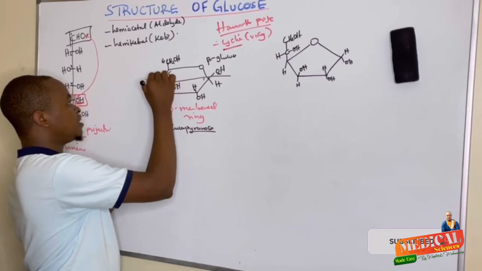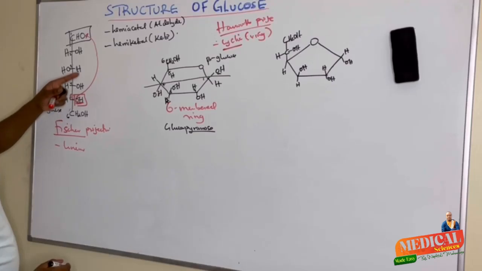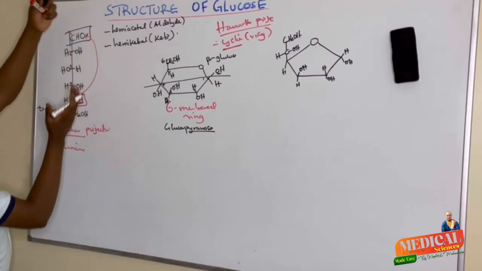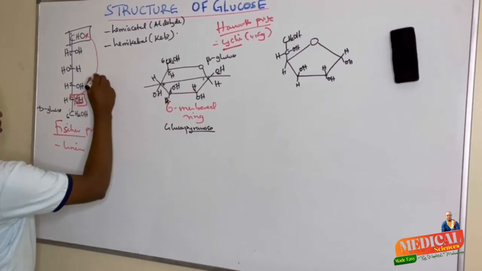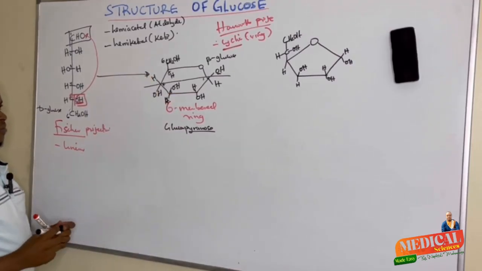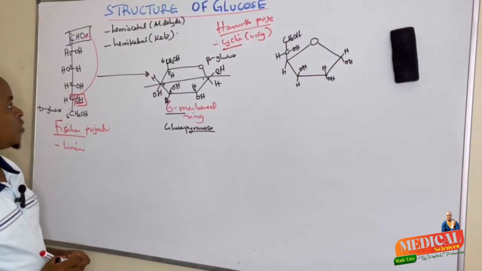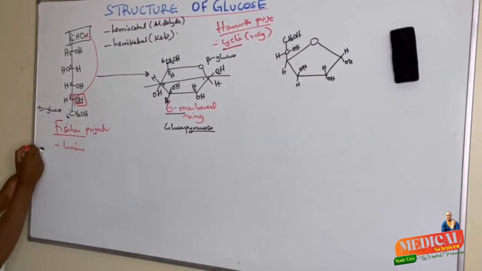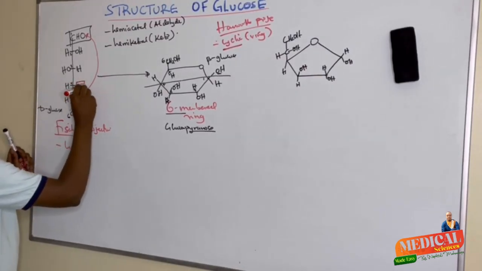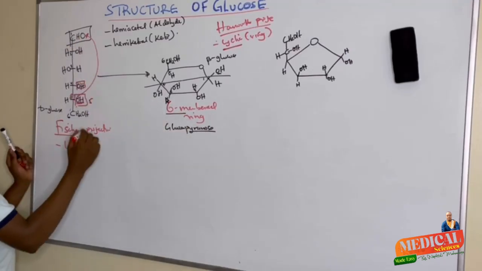So as we are seeing, after interacting, it curves and forms a ring, and this is the ring that we form from this linear structure, whereby we form a 6-membered ring. This is where carbon number 5 interacts with carbon number 1.